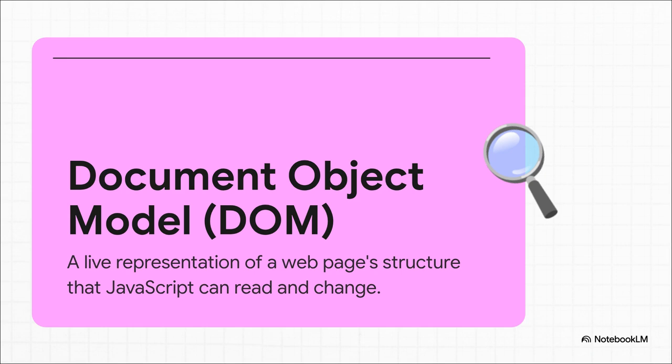The secret ingredient here is something called the DOM, which stands for Document Object Model. The best way to think about it is like a live interactive map of your HTML. It takes all those tags and all that text and turns it into this big tree of objects that your JavaScript code can talk to, read, and, most importantly, change on the fly. It's the essential bridge between your page's structure and its behavior.